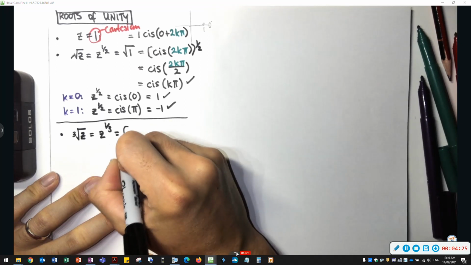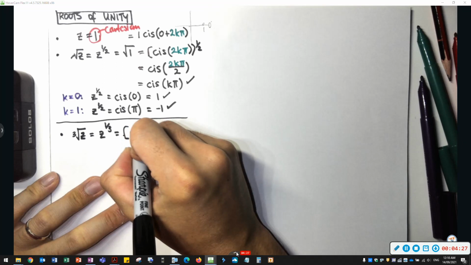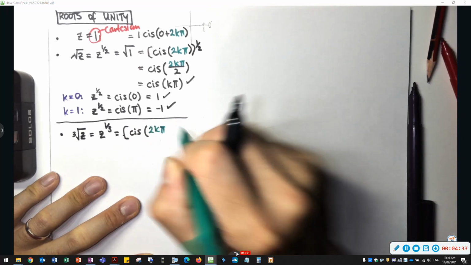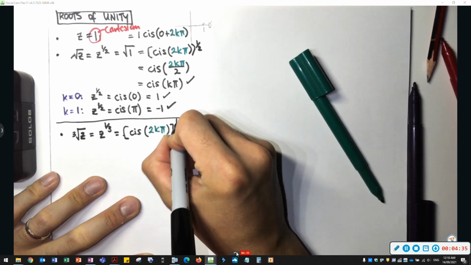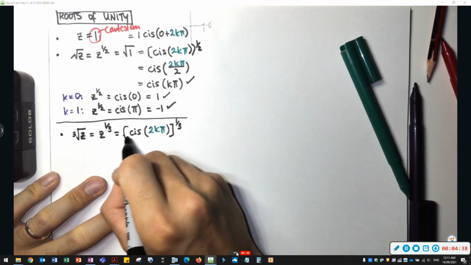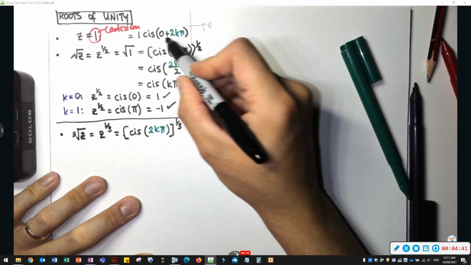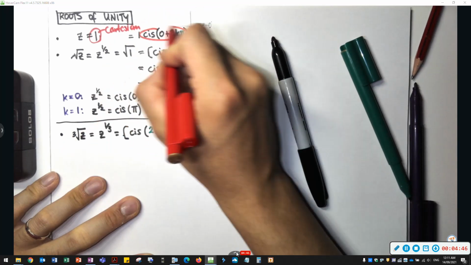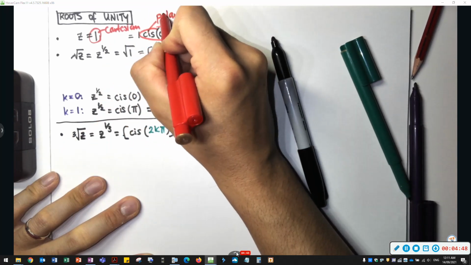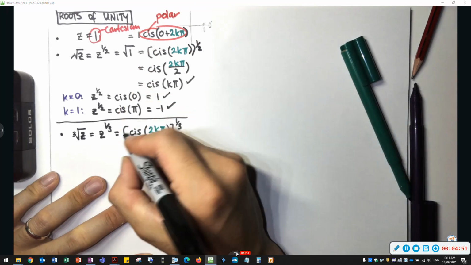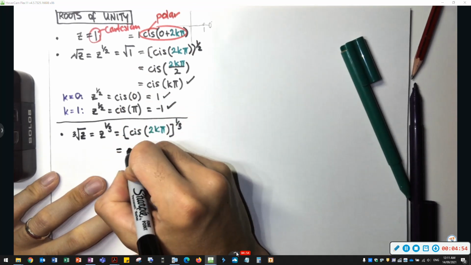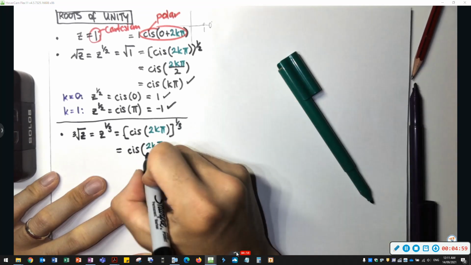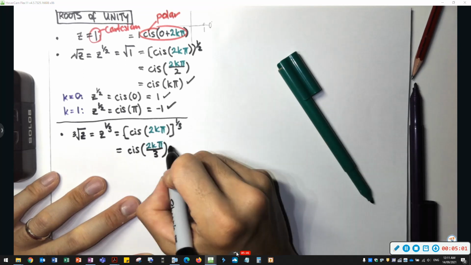So I'm actually taking the cube root of cis 2k pi raised to the 1/3. And remember, this expression came from the one above. We already worked out that 1 can be written in polar form as cis 2k pi. So using de Moivre's theorem, this should be cis 2k pi over 3. Okay, so that's the answer in polar form.